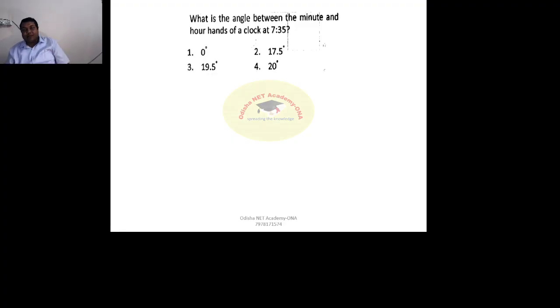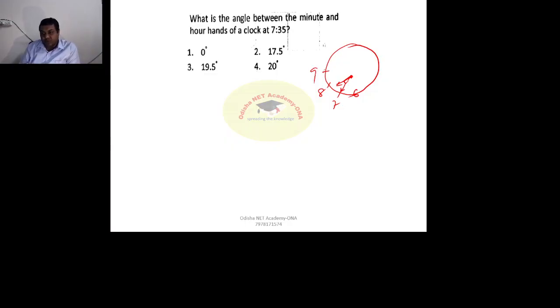What is the angle between the minute hand and hour hand of the clock at 7:35? Suppose this is the 6, this is the 9, this is 8, this is 7. So 7:35 means the minute hand is on 7 and the hour hand is in between 7 and 8. This is 30. You have to find out this angle. This is the hour hand, this is the minute hand.